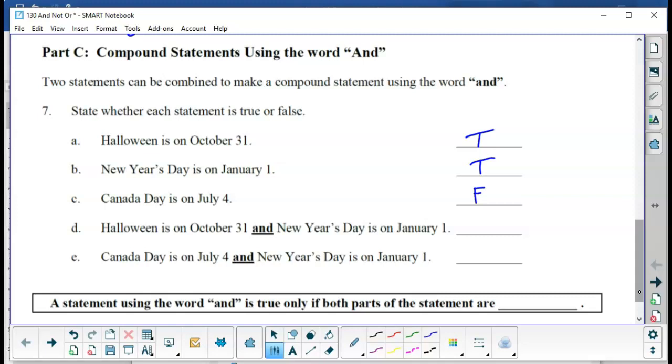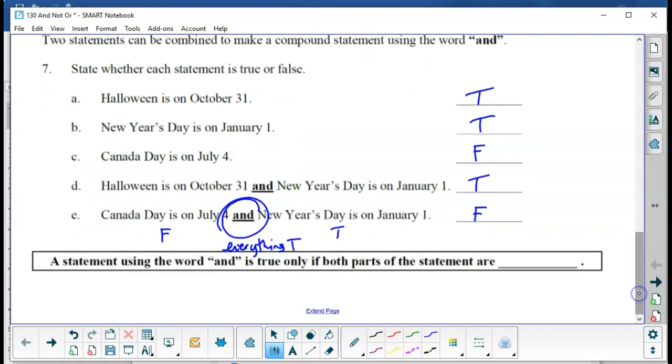Halloween is on October 31st and New Year's Day is on January 1st. Yep. Canada Day is on July 4th and New Year's Day is on January 1st. That's false. Even though this is true, this is false. And with the word and, everything has to be true. So, cannot say true to that. So a statement using the word and is true only if both parts of the statement are true. Everything has to be true in order to say the whole thing is true.